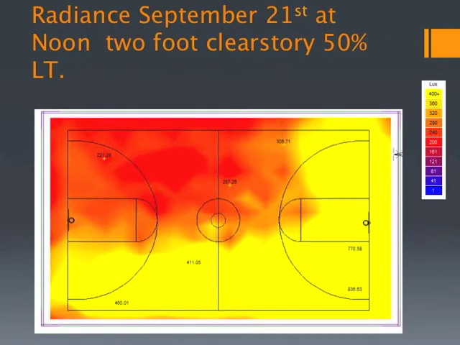So Radiance. The same space, the simple gymnasium space, is shown on September 21st at noon. What's important about this is where the light travels and the values. For a school, 30 foot candles is the basic goal for daylighting. We have an ample amount of light on the equinox, and the equinox is important because it's equal day and equal night.